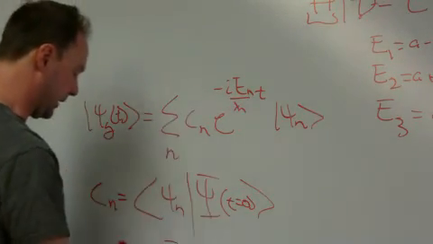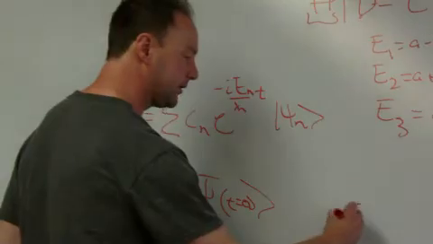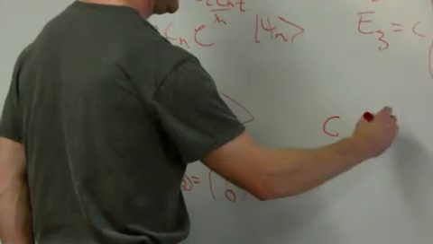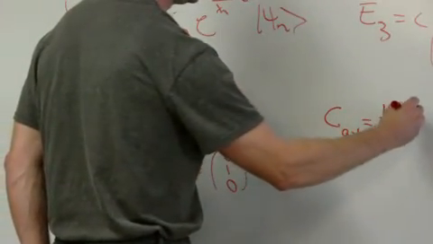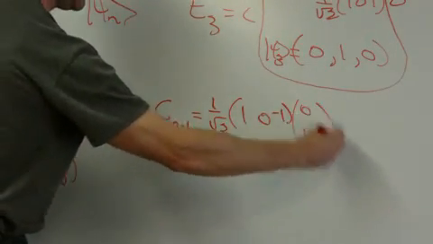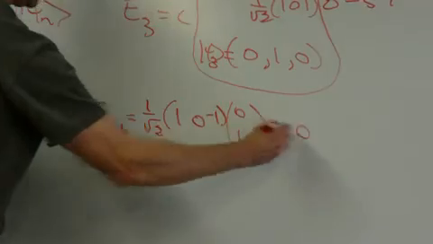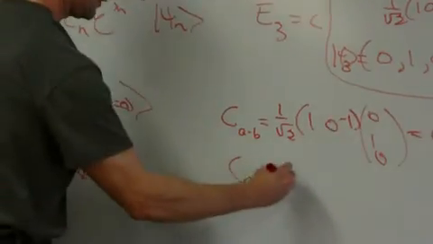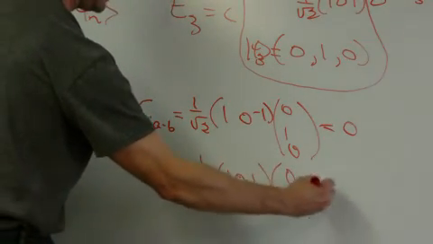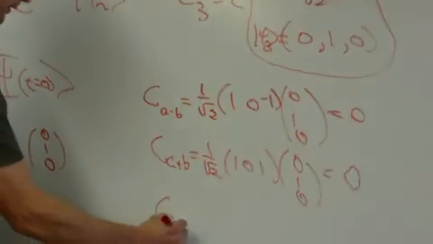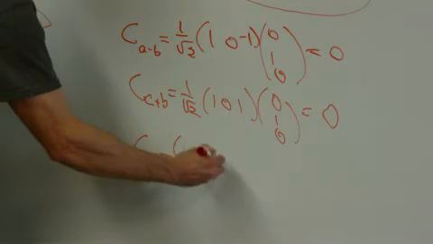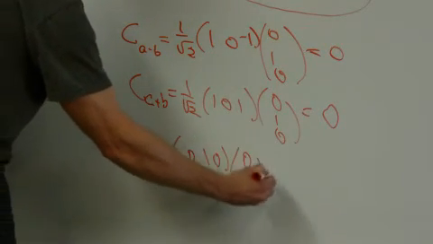So I'm going to have 3, so I call these C sub A minus B. That's going to equal, you ready? 1 over radical 2, 1, 0, minus 1 times 0, 1, 0. What does that equal? 0. Then C sub A plus B equals 1 over radical 2, 1, 0, 1 times 0, 1, 0. What does that equal? 0. And then C equals 0, 1, 0 times 0, 1, 0. What does that equal? 1.